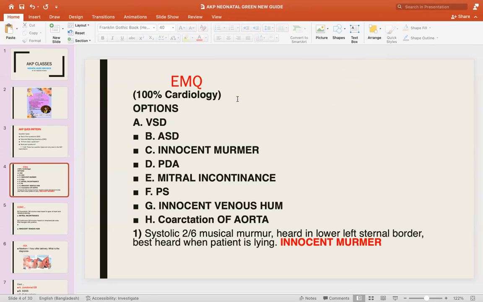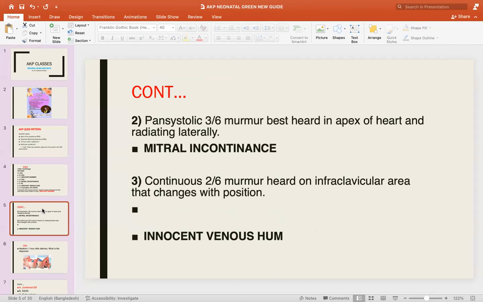There are at least 7, 8 types of innocent murmur, like venous hum, then pulmonary flow murmur. There are many innocent murmurs. You have to know the types of innocent murmur. And this is systolic 2/6 murmur, heard in the lower left sternal border, best heard when the patient is lying. That means changing position is changing the murmur. So it is no doubt innocent murmur. Okay, if anyone has any doubt, they can ask.